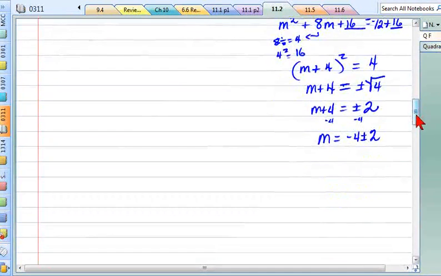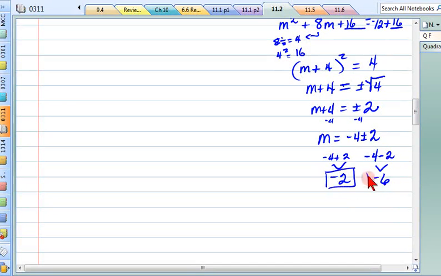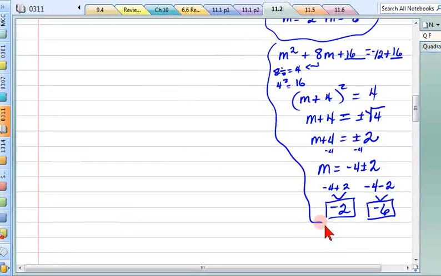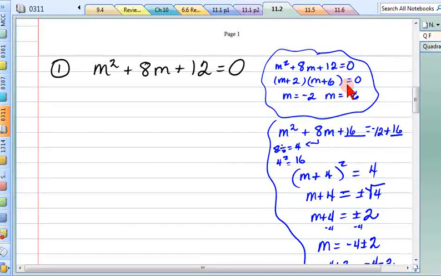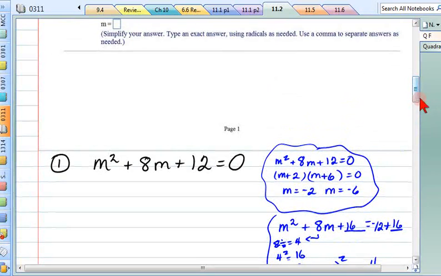What do I get when I take negative 4 plus 2? All right, negative 4 plus 2 gives me negative 2. Negative 4 minus 2 gives me negative 6. Okay, now, same problem, kind of working off here in the margin. By completing the square, did I get the same two answers? It was certainly faster by doing it by factoring, but I wanted to show you get the same answers. Now, the third method that we learn is the quadratic formula. So let's go back up. This is what we were really supposed to do.